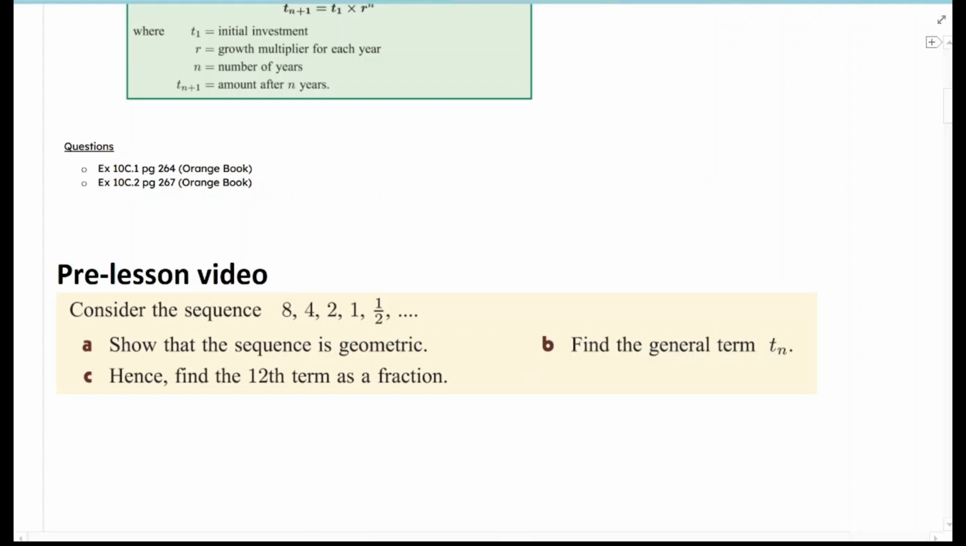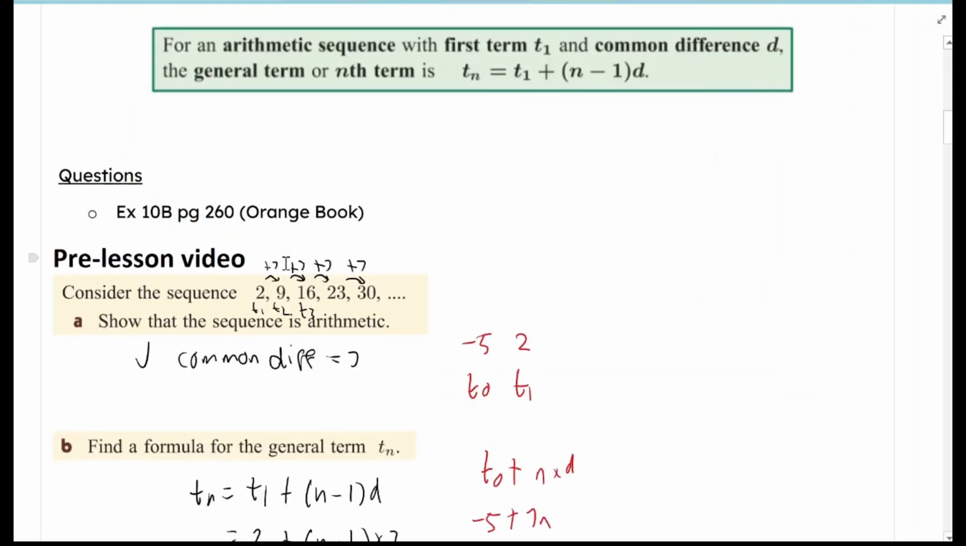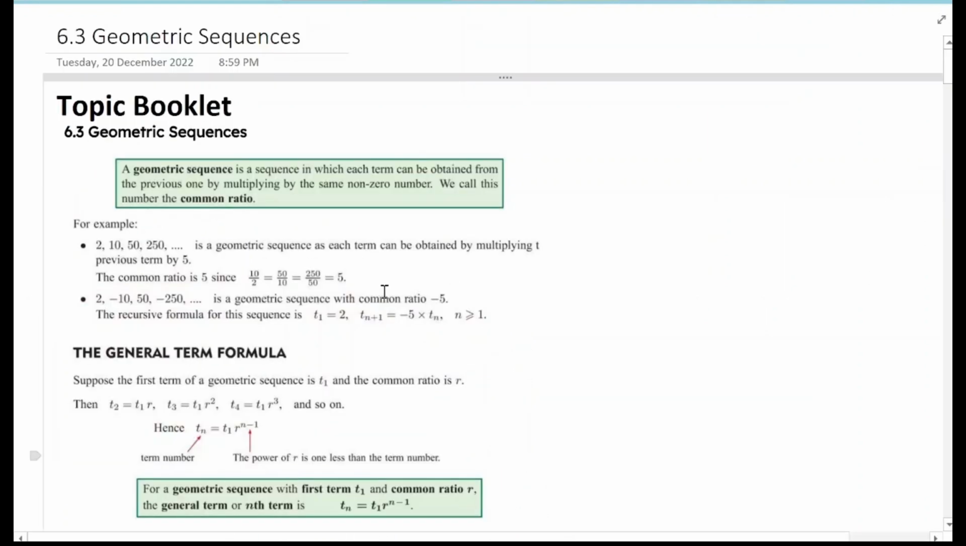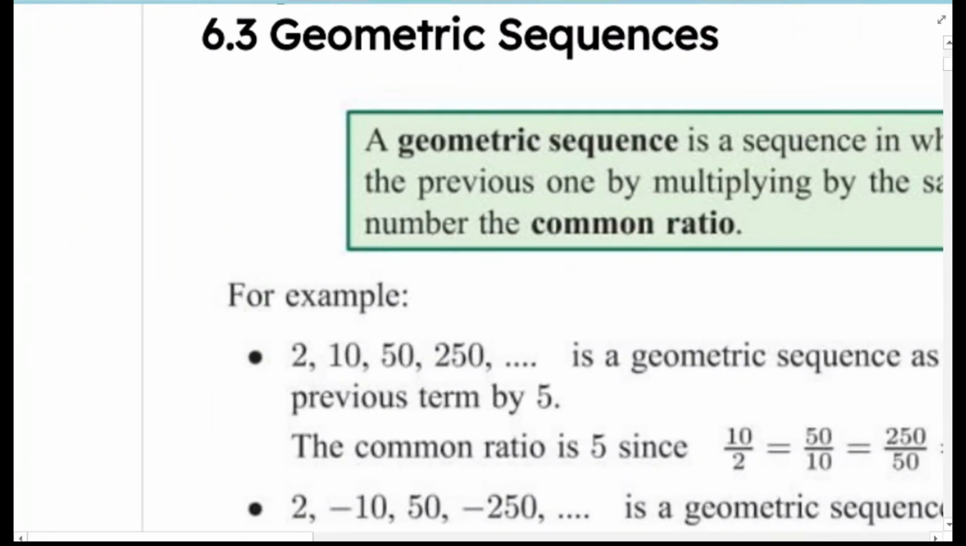Alright, so in this video we're learning about geometric sequences. With arithmetic sequences we're adding on by a constant amount each time. With geometric sequences we're going to be timesing by a constant amount each time. So you can see in this example here, you're essentially just timesing by 5 to get to the next term each time. So that's the idea behind these things.